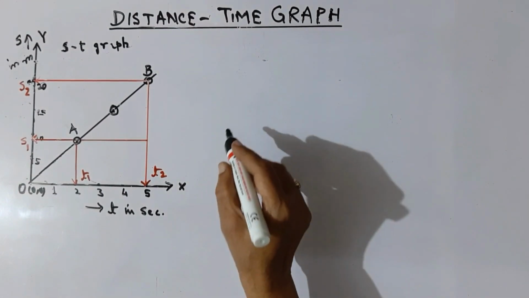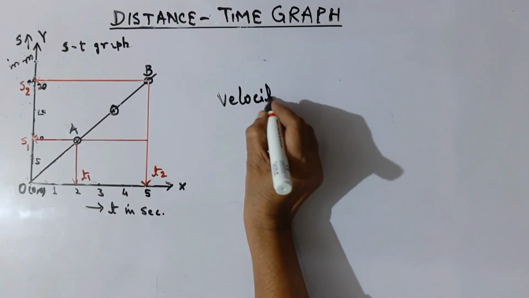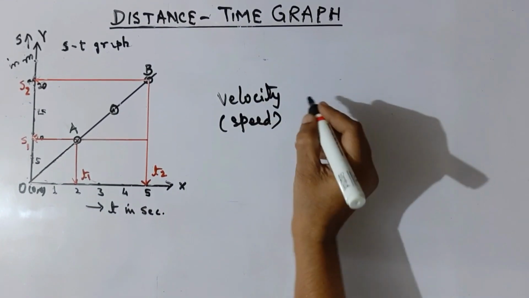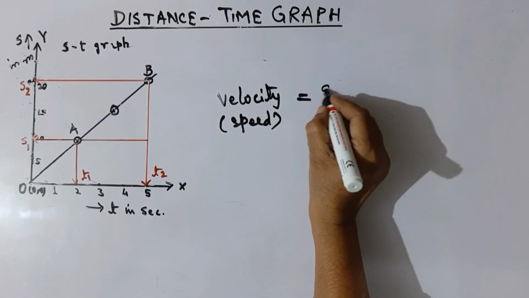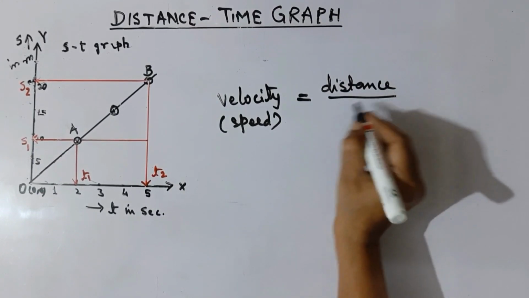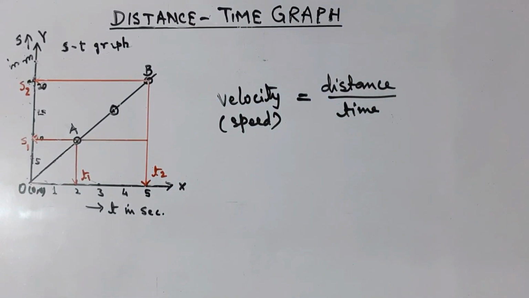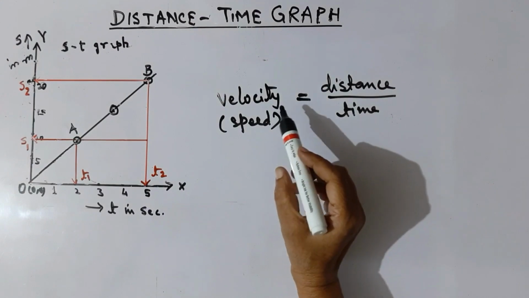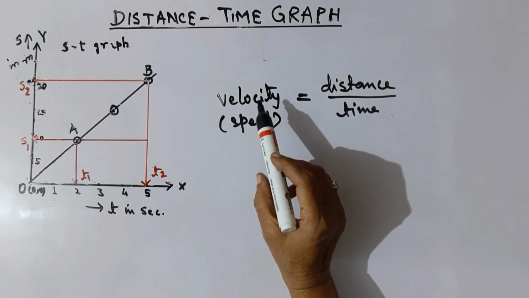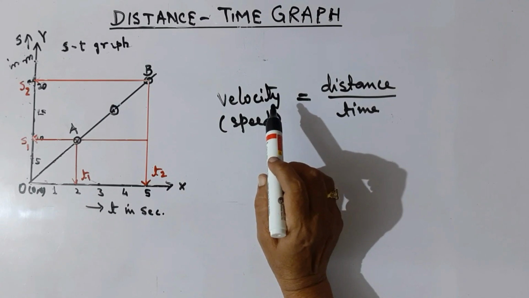Now we know that the velocity, that is the magnitude of velocity or speed, is equal to the distance travelled per unit time. We can take the magnitude of velocity same as the speed because we are taking the uniform speed along a straight line when there is no change in direction.